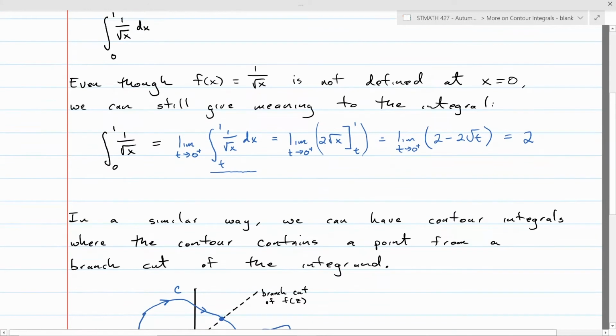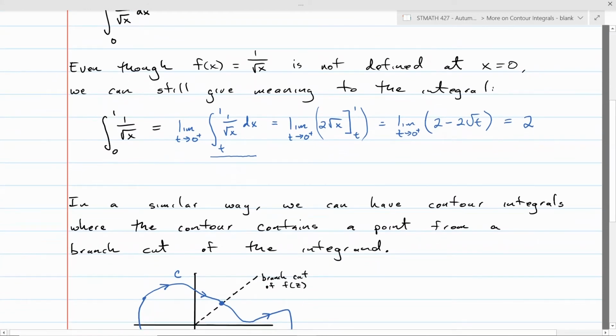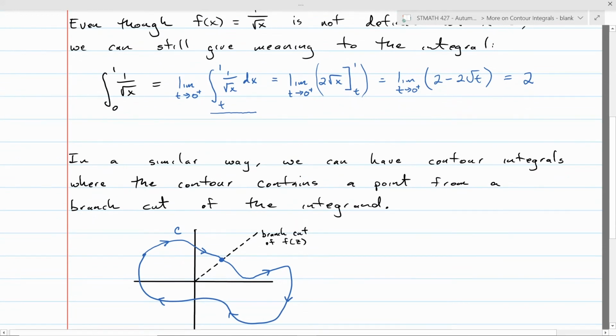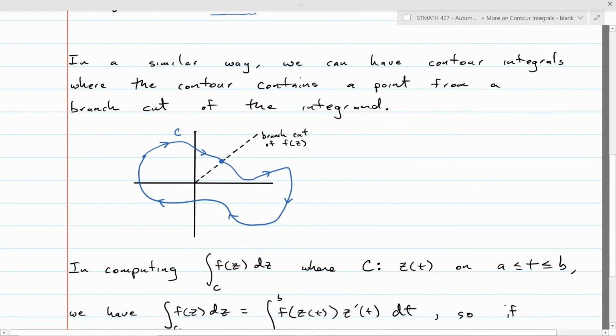So we're not going to do integrals exactly like this, replacing one of the limits of integration with a variable and then taking a limit. But it'll be a little similar in that we'll need to make the function that we're trying to integrate continuous on the domain that we're trying to integrate. In the picture that you see here, I'm depicting that the function has a branch cut, that dotted line, and the contour over which we're integrating passes through that branch cut. So what do you do in that sort of situation?